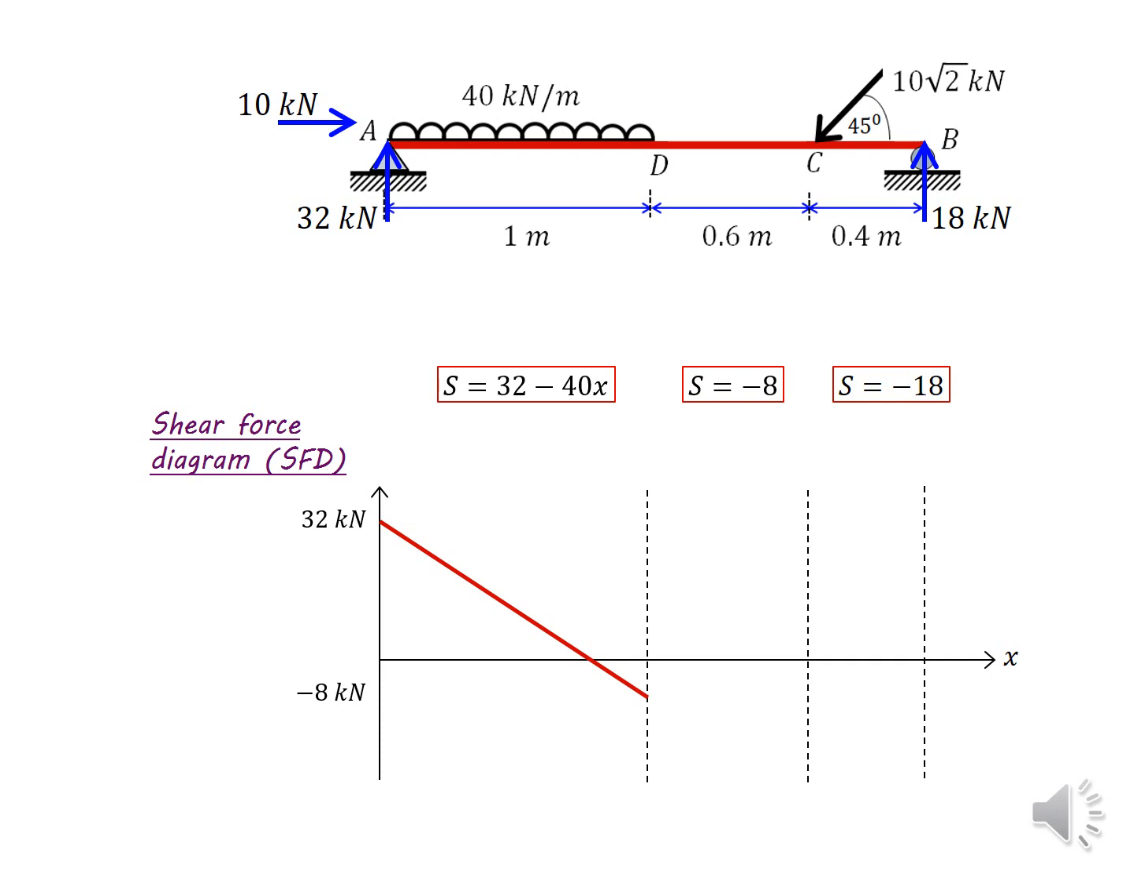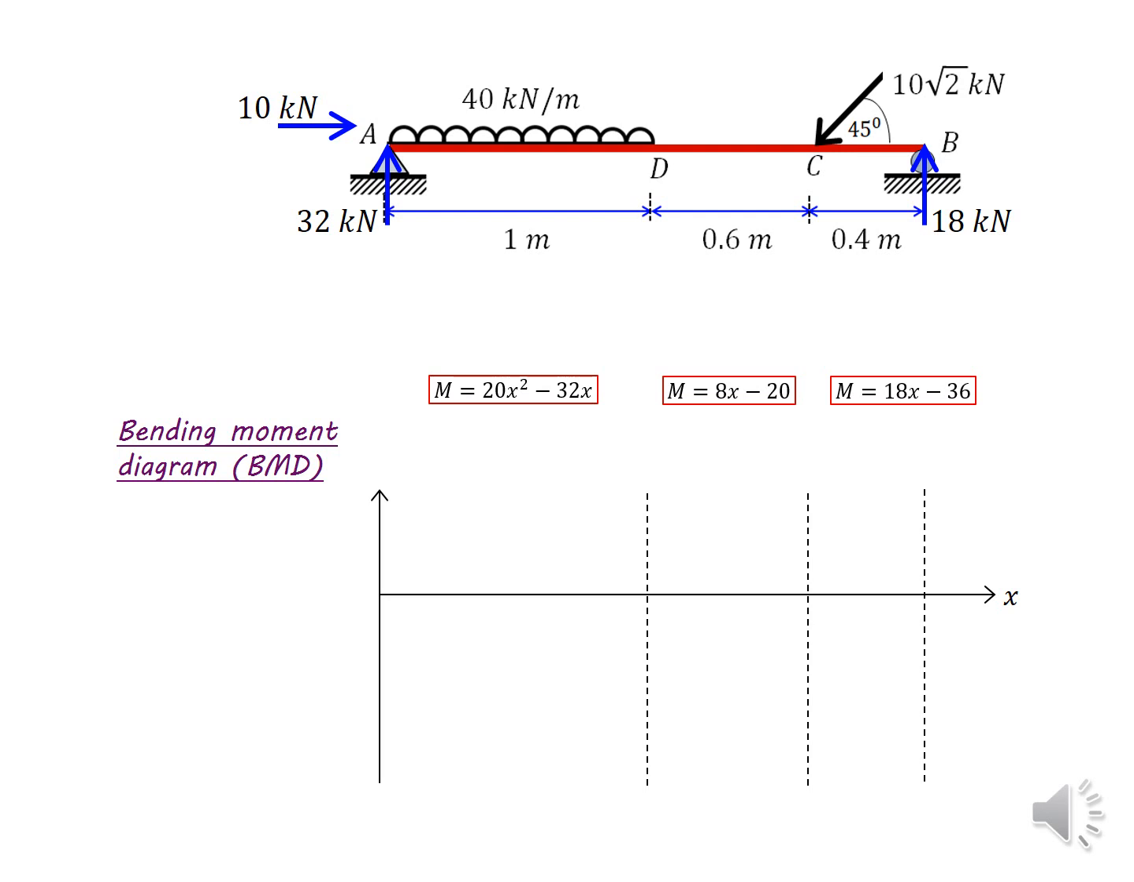Right, from D to C, it's a constant value, S equals minus 8. So you can draw S equals minus 8 from D to C. And from C to B, it's again a constant value of minus 18. You can mark the minus 18, and you can draw the diagram. Right, now this is the shear force diagram for the beam AB.